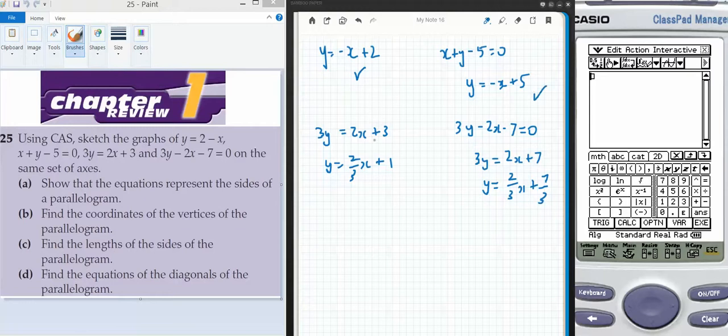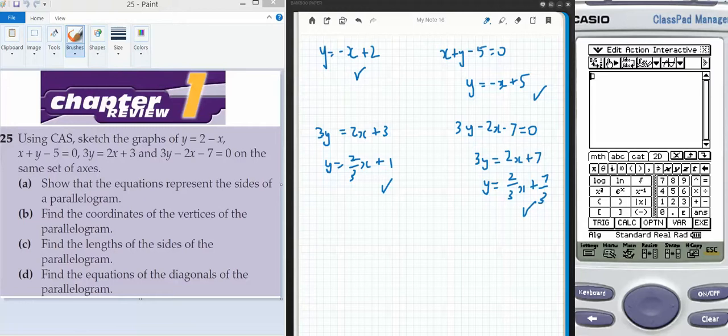The third one is 3y equals 2x plus 3, and if I move the 3 over, y equals 2/3 x plus 1. And the last one is 3y minus 2x minus 7 equals 0. That's 3y equals 2x plus 7, therefore y equals 2/3 x plus 7/3. Now I've got to use a CAS to sketch it.